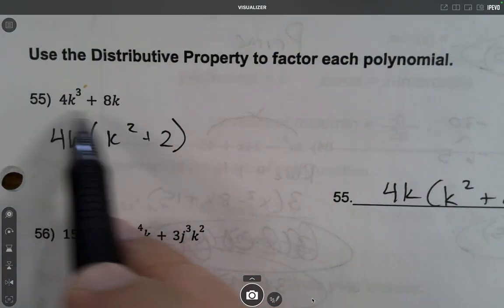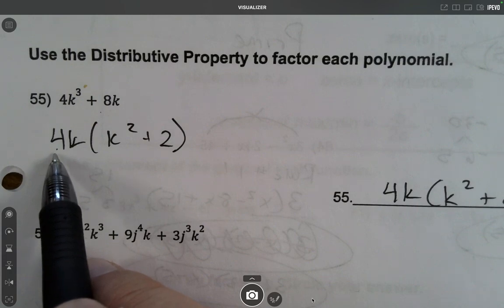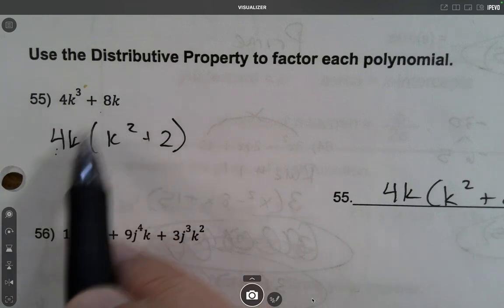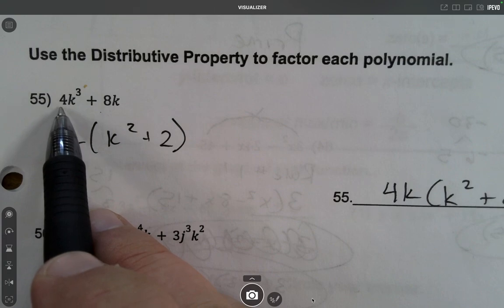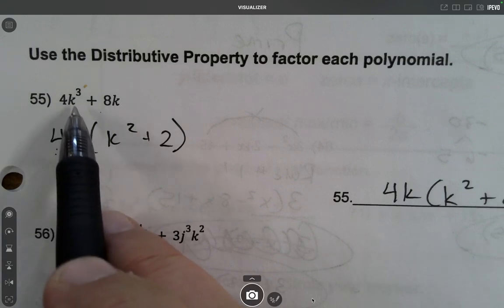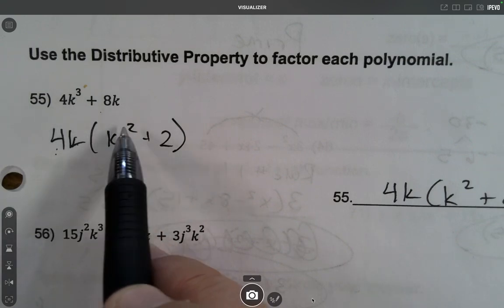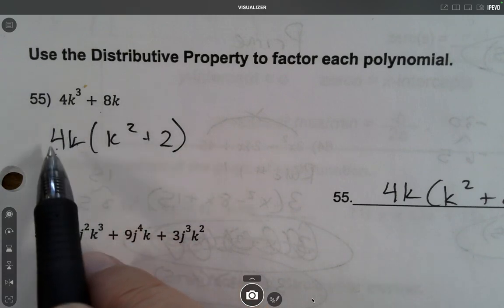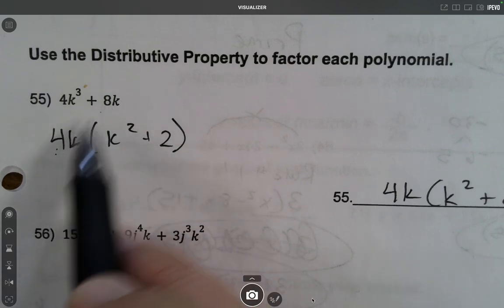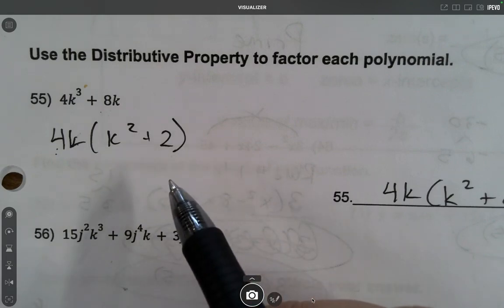So these two both have 4 in common, so I can pull that out front. They both have at least 1 k. So if I take the 4 away from that, and I take one of its k's away, it's now k squared. 8 divided by 4 is 2, and since I took its k away, it has no k.